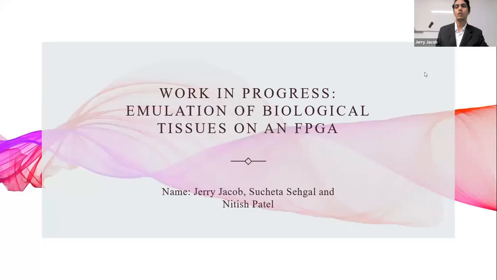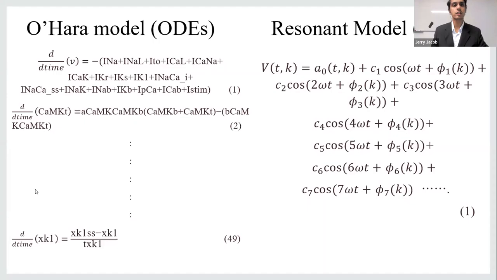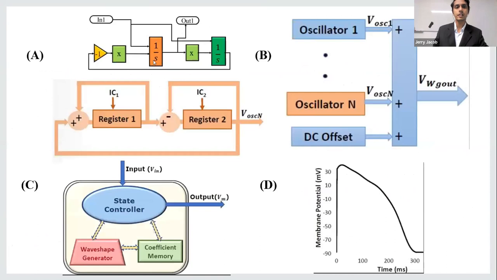Good day to one and all. Today we will look at an alternate model that is digital hardware friendly, especially on an FPGA. Using the O'Hara model, 49 differential equations are required to compute the action potential. However, the resonant model replicates the action potential in one equation in terms of a Fourier series. A single resonator comprises an integrator followed by another integrator. Digitally, the integrators are considered as registers. To add more complexity and capability, a state controller is used. This enhanced implementation will cater for autorhythmic and excitable cells, as well as changing wave shape under the influence of drugs or agents.